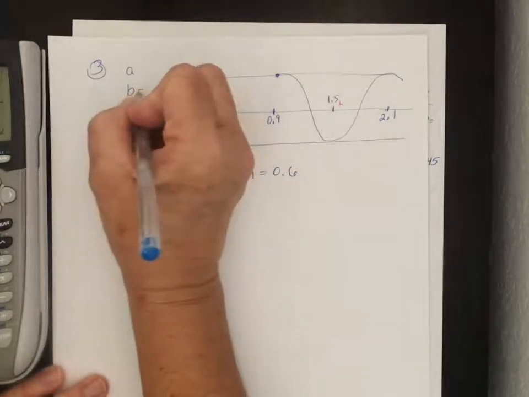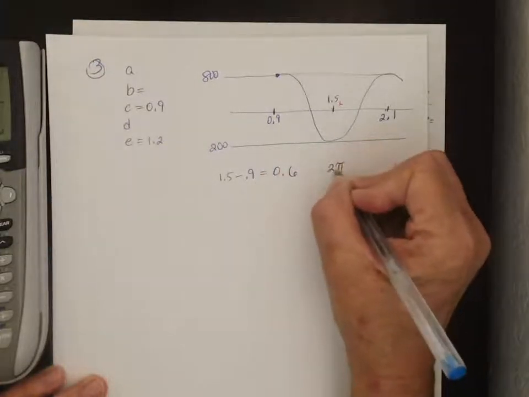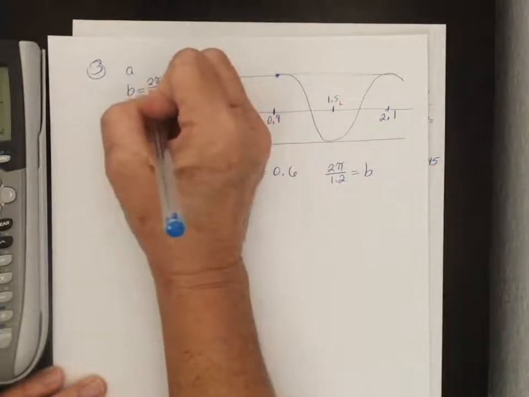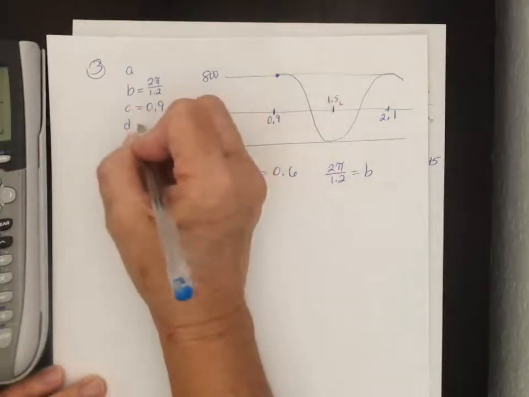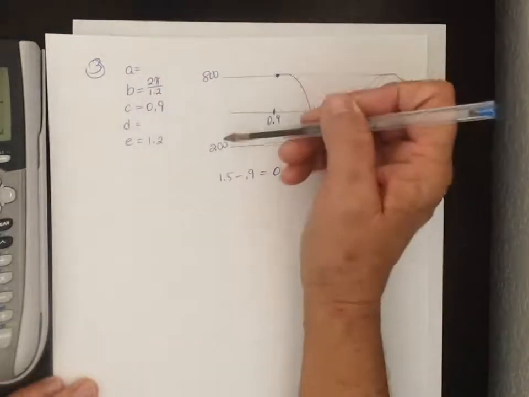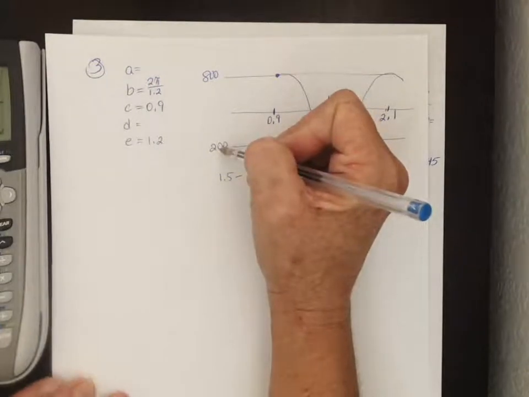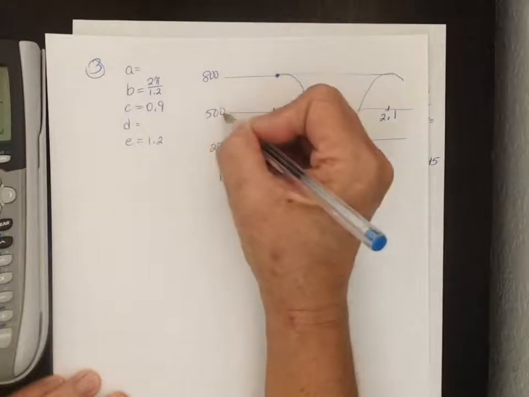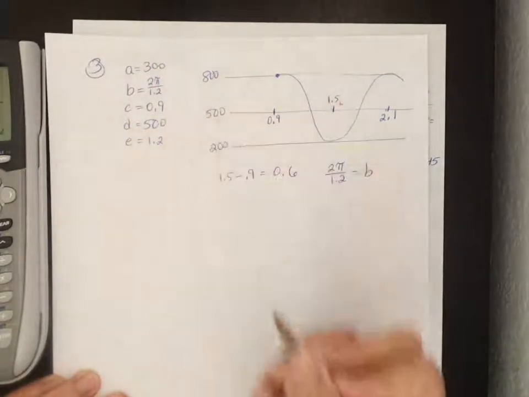But remember, I need my period constant. To get the period constant, we take 2 pi divided by the period, 1.2. So 2 pi divided by 1.2, and I'm just going to leave it like that. It's the period constant. Now the amplitude and my sinusoidal axis. Again, I'm given a max and a min, so I'm going to find the center of those two numbers. 800 plus 200 is 1,000, divided by 2 is 500. And the difference between the center and the max or the minimum is 300. So that's your amplitude. The center is your sinusoidal axis.